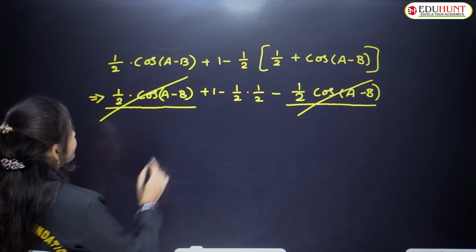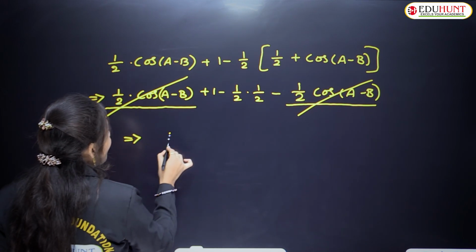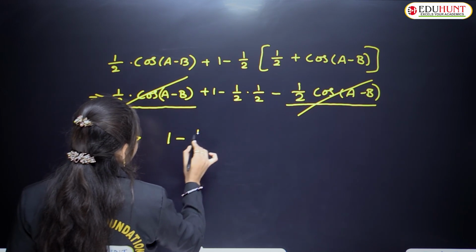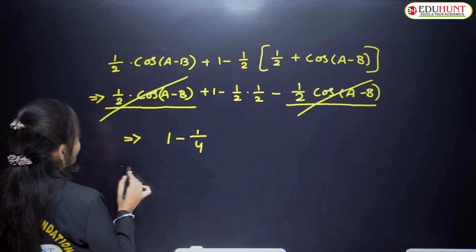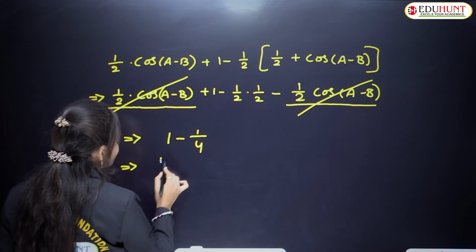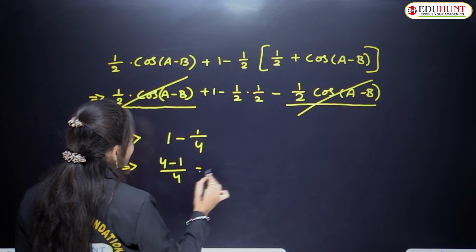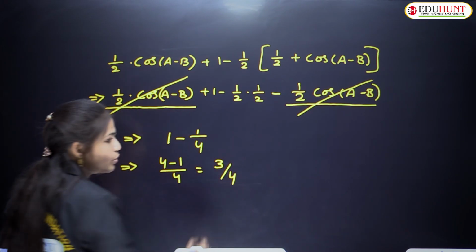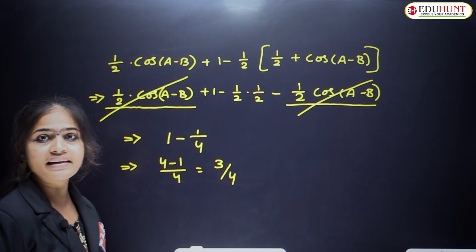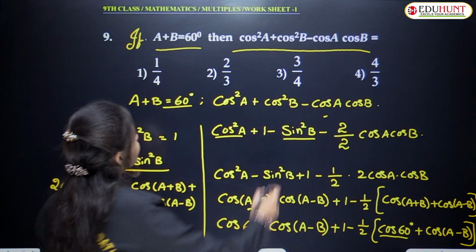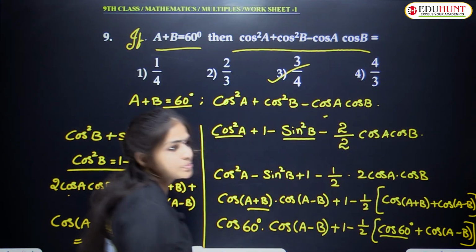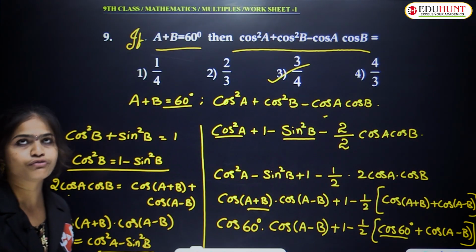Okay, so the leftover terms: 1 minus 1 into 1, that is 1, and 2 into 2 is 4. Clear? So 4 ones are 4, minus 1 by 4, which equals 3 by 4. So what is the required answer here? That is 3 by 4. So which option is correct here? Yes, option 3 is correct. What is option 3? That is 3 by 4.